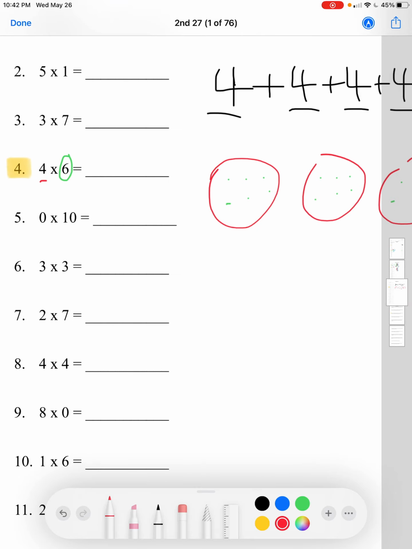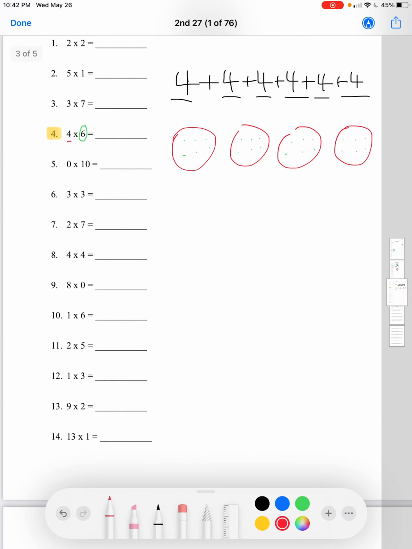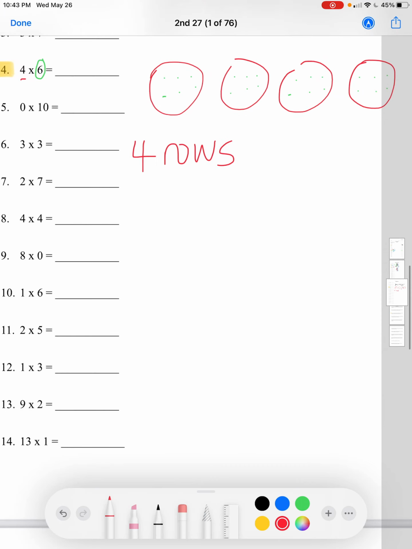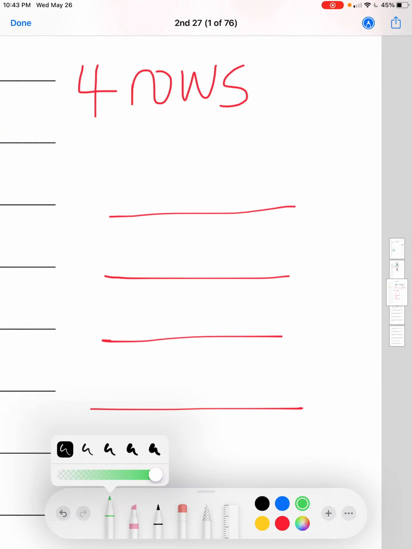Lastly, one last thing you could do is make an array. That would be to make an ordered pattern using these numbers. So the 4 in the front means we have 4 rows. We have 1, 2, 3, 4 rows, and there are 6 things in each row. We can just do dots again. 1, 2, 3, 4, 5, 6.